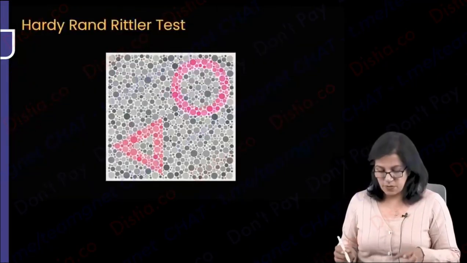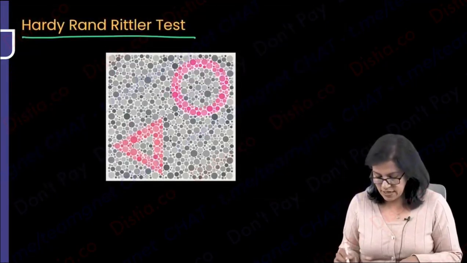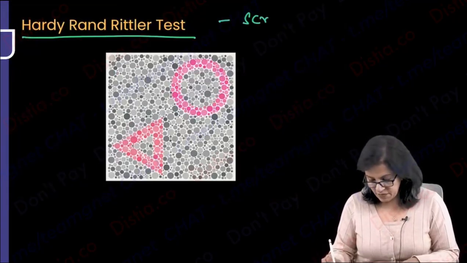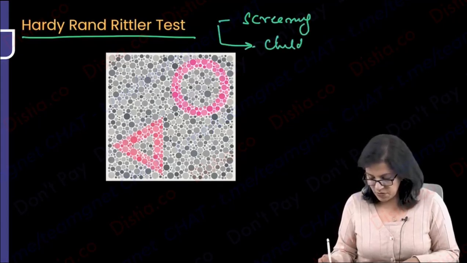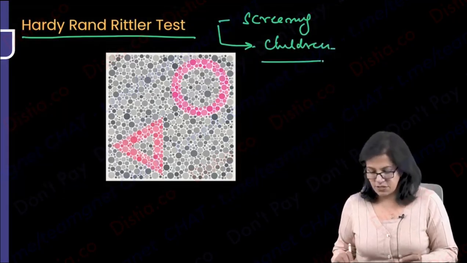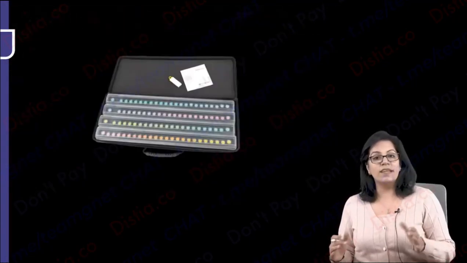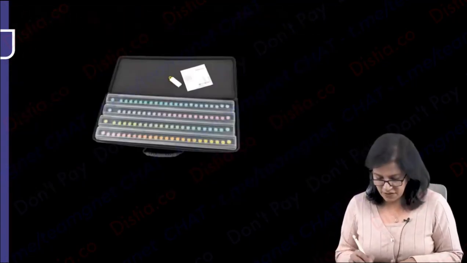And in small children, you can use another one. This is called the Hardy-Rand-Rittler test. Instead of Ishihara, this is also used for screening, and mainly the child can actually comment on the shapes. So we can go for this test as well, which is used for screening. Just know the name. The next one is for quantification, okay?